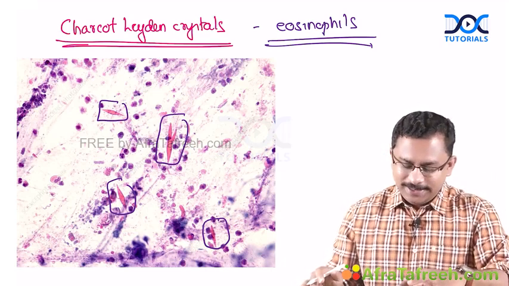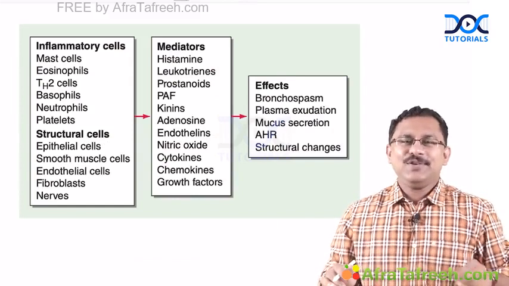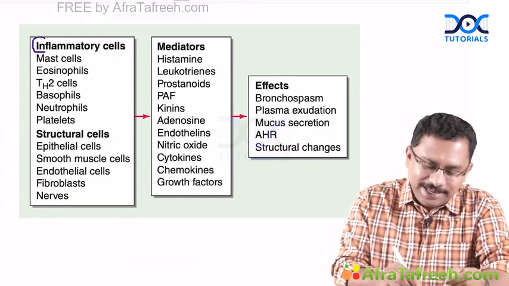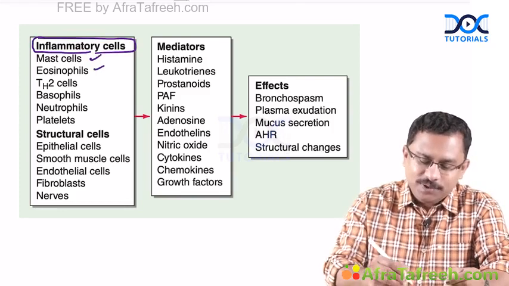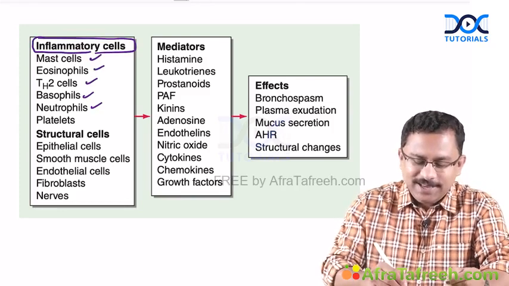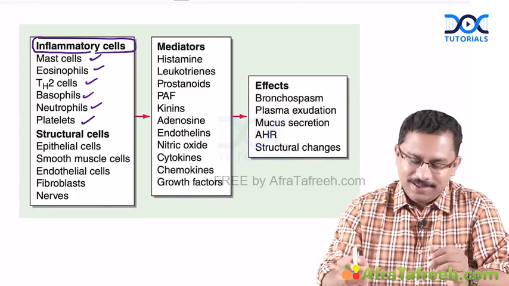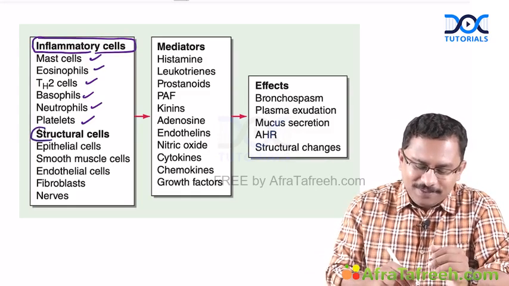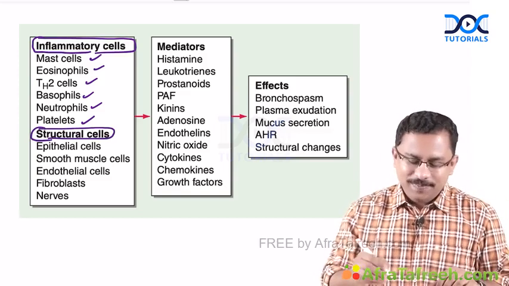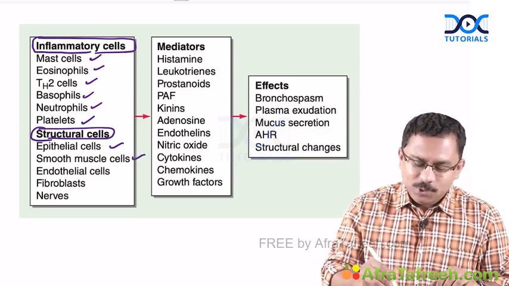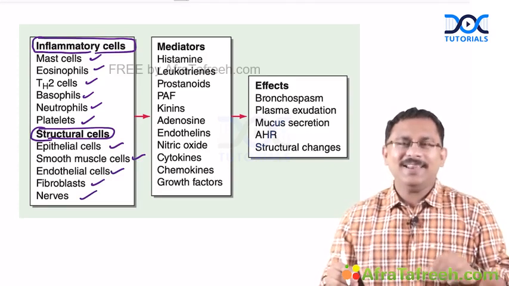Okay. All right. Now, just to sum up again, you have lots of inflammatory cells in bronchial asthma. So you see mast cells, eosinophils, Th2, basophils, neutrophils. Even platelets are also said to have a minor role. Then you can have structural cells, because we just saw the smooth muscle thickening. So epithelial cells, smooth muscles, endothelial cells, fibroblasts, nerves, they are all involved.